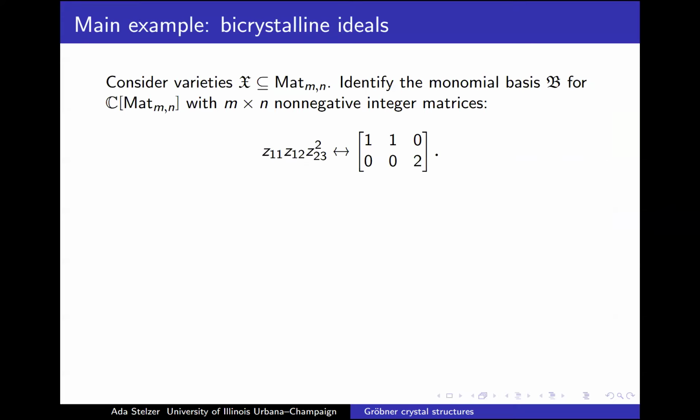So in our papers, the main examples we think about are varieties like the classical determinantal varieties that live in the space of matrices. In the space of matrices, we can identify our monomial basis for our polynomial ring with m by n non-negative integer matrices. These are just like the exponent vectors of the monomials, except we have a matrix of variables, so it ends up being like an exponent matrix.